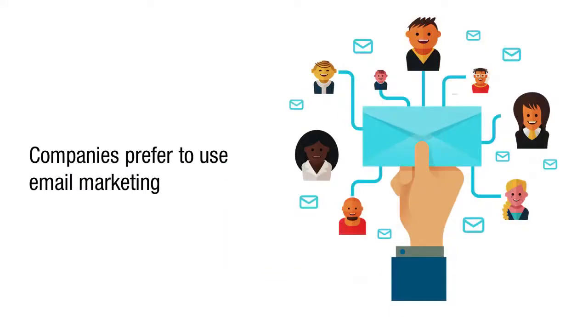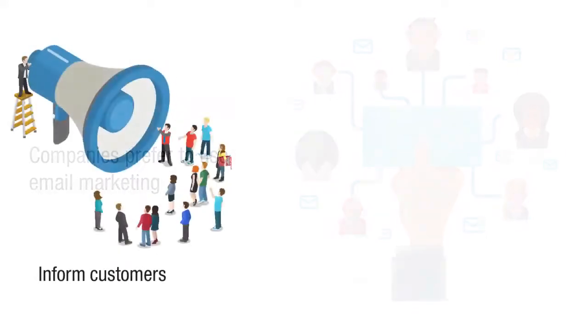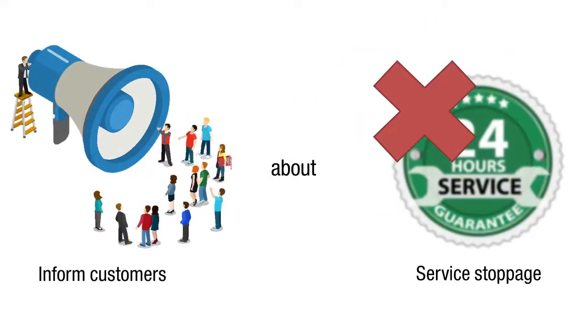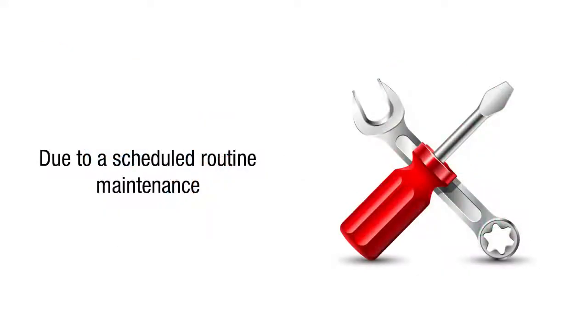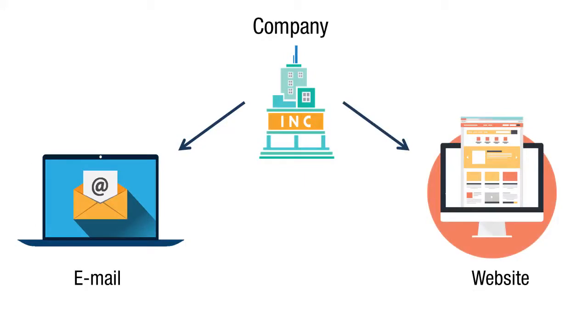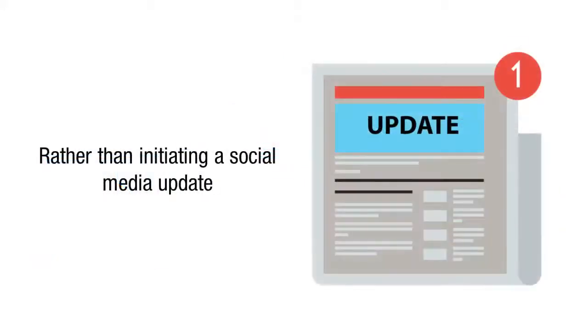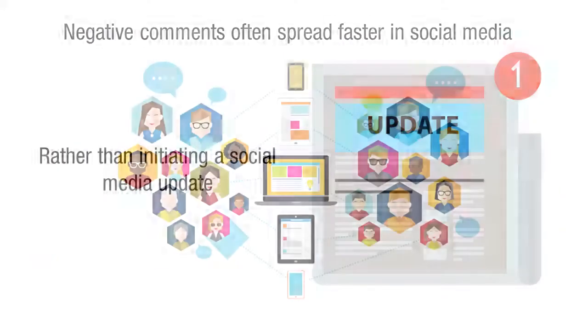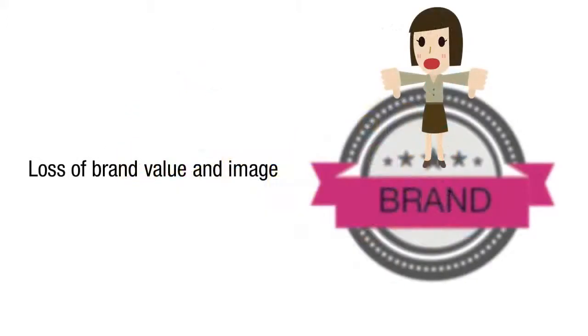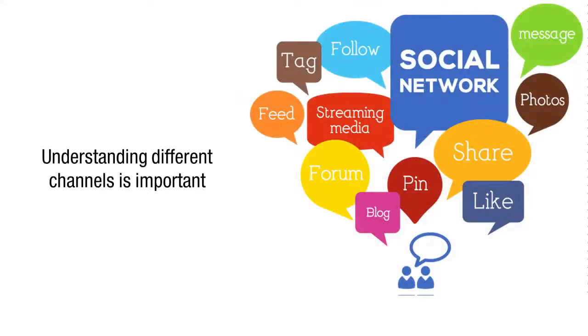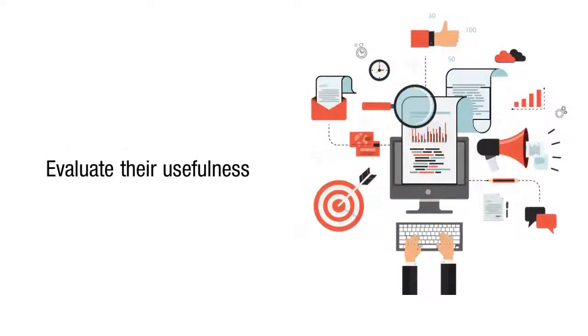On the other hand, if the company wants to inform customers about an expected stoppage of service, for instance, due to a scheduled routine maintenance, it is usually enough for the company to use email or their website to notify customers, rather than initiating a social media update. Negative comments often spread faster in social media, leading to loss of brand value and image. Therefore, understanding the different channels is important in order to evaluate their usefulness.